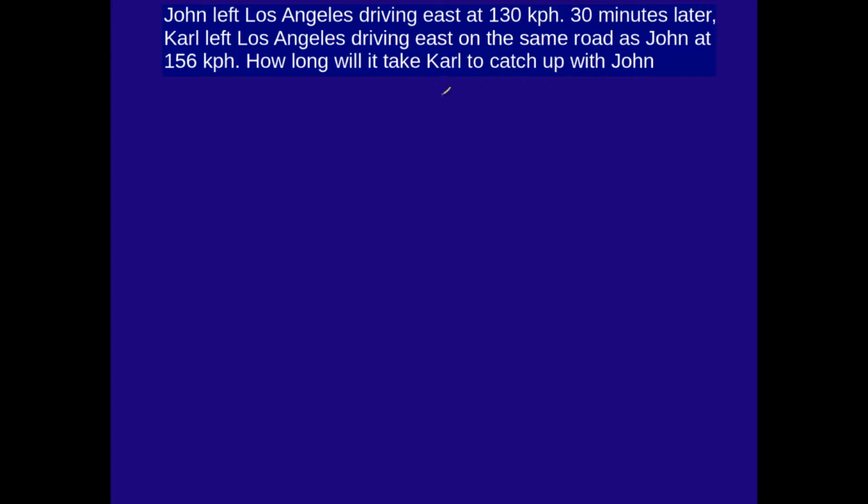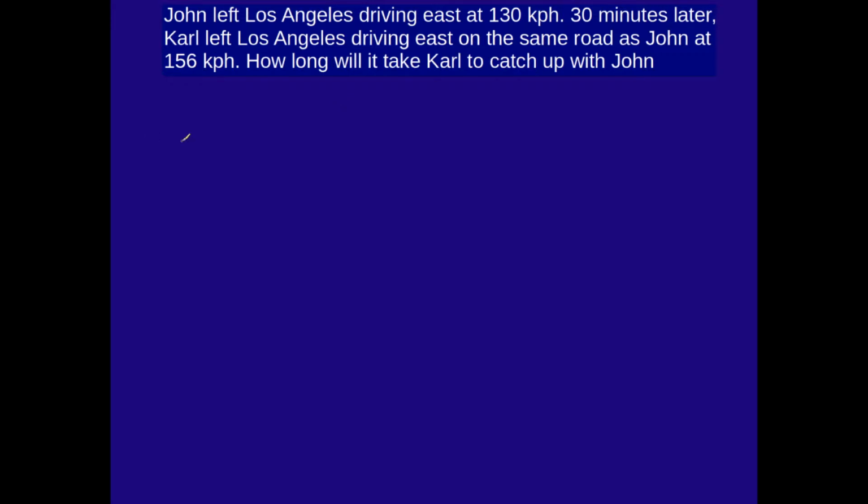So here's what we have. John left Los Angeles driving east at 130 kilometers per hour. 30 minutes later, Carl left Los Angeles driving east on the same road as John at 156 kilometers per hour. How long will it take Carl to catch up with John? So this is basic uniform motion.